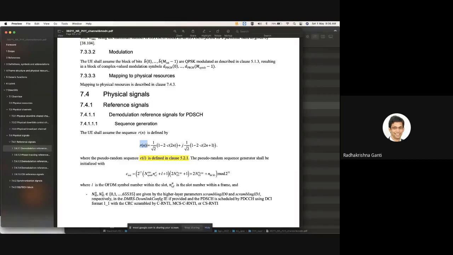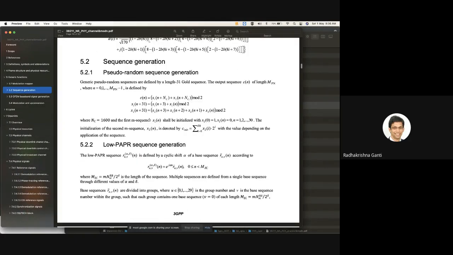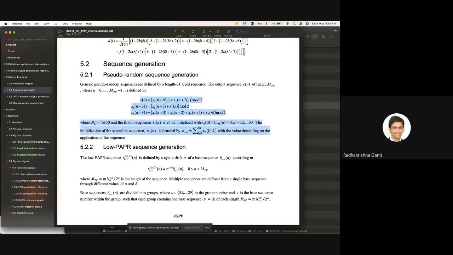And how is the pseudo-random sequence generated? We have already seen this once. The pseudo-random sequence is generated this way. All you require to generate this pseudo-random sequence is something called a seed value. Once you know the seed value, this is a gold sequence, and you can generate the pseudo-random sequence. Is this fine?